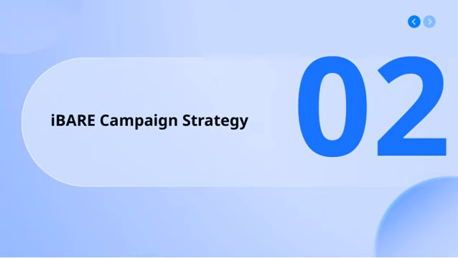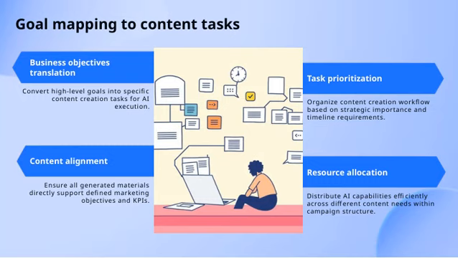Another critical point is the use of data and analytics to monitor our progress and make informed adjustments along the way. And of course, collaboration within our team and with partners will ensure everyone is aligned and working towards the same objectives. Overall, this strategy is about creating a coherent, impactful campaign that resonates and drives tangible results, tying back to our overall mission. Now, let's look at how we can map our goals to specific content tasks.